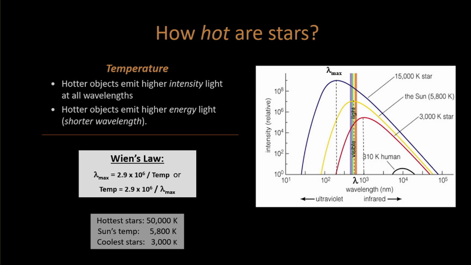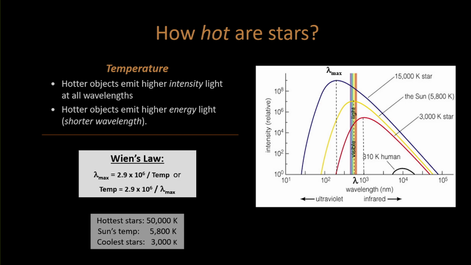Nature's given us a nice simple equation to determine the temperature of a star. What do we do? We take that curve, we find that maximum, or we call it the peak wavelength, and we plug it in the equation over there. Temperature is 2.9 times 10 to the 6th divided by that number. It's really not that difficult.